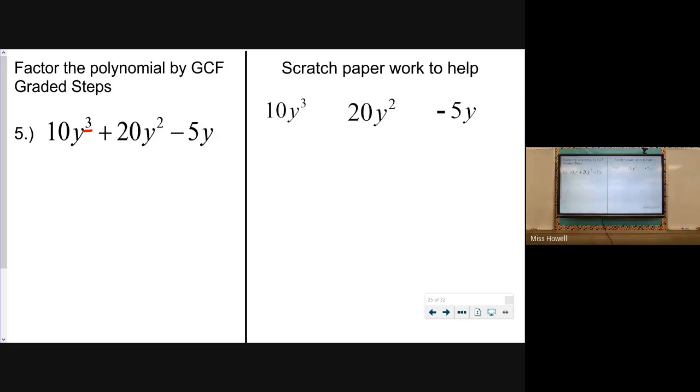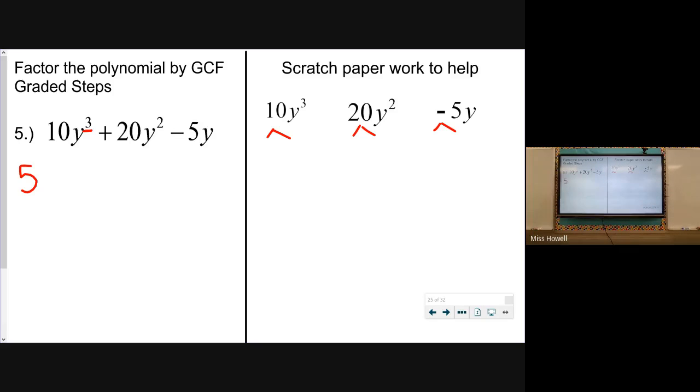We're looking for the highest number we could pull out of 10, 20, and negative 5. Since they're not all negative, we definitely can't pull out the negative sign. But they're all divisible by 5, so that's our number that we can pull out of all of them. Again, if I can't see that, I'm a tree chart person, which is fine.